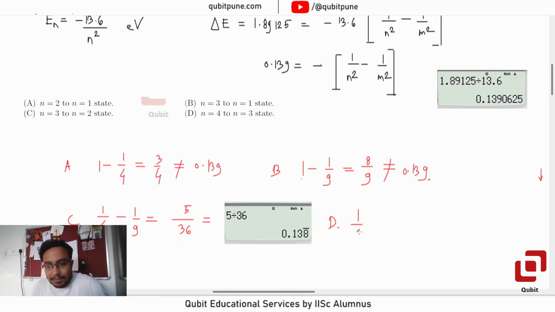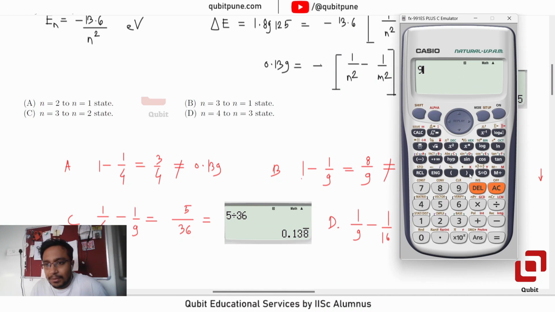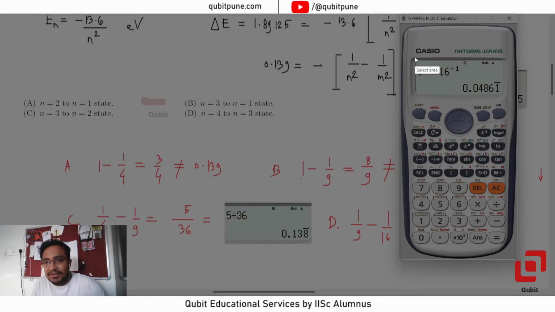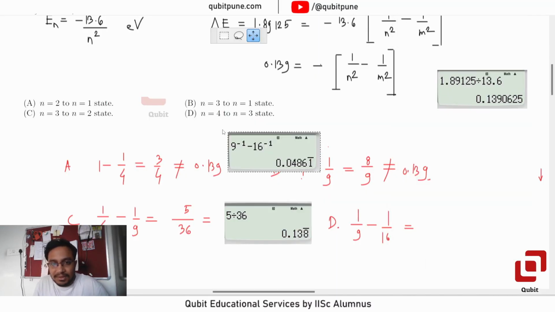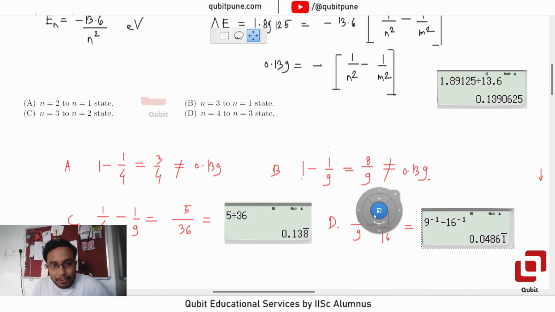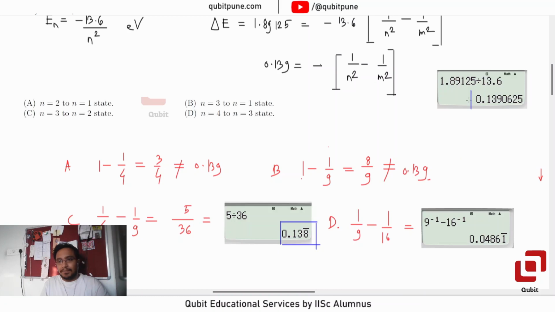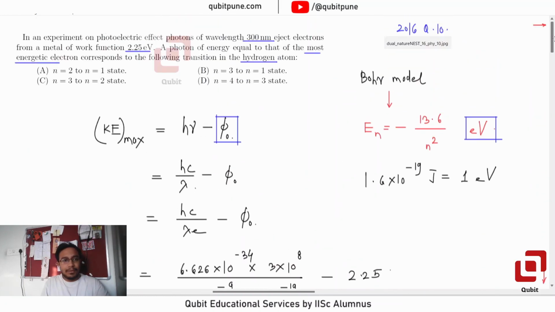But let's also get it for D. 4 to 3, so 1 upon 9 minus 1 upon 16. 0.048. That's definitely not the case. So which option is right? Option C is right, because the value that we got is matching with option C.